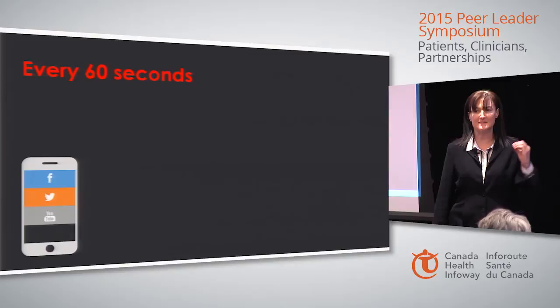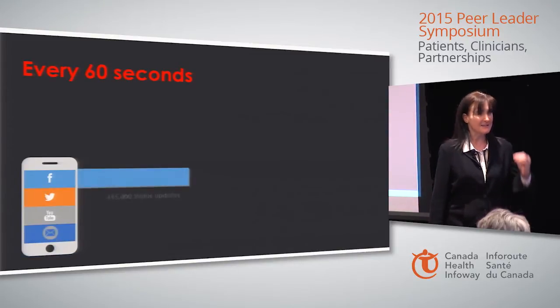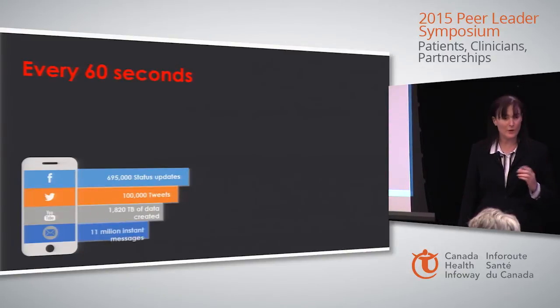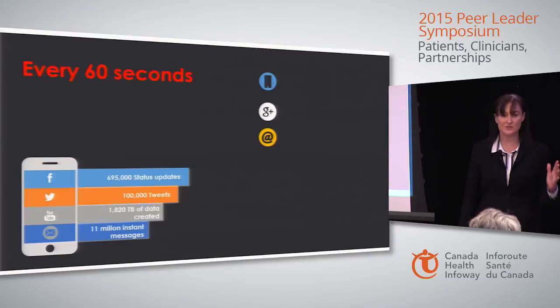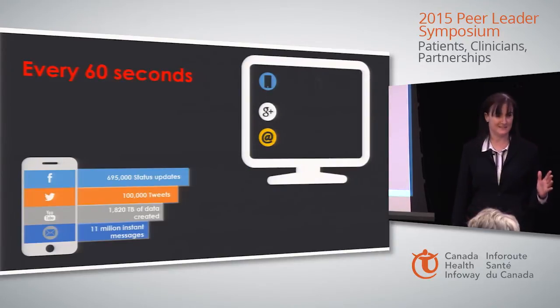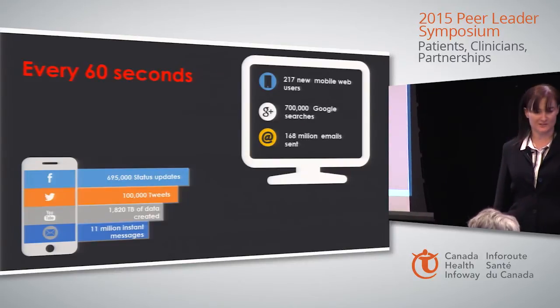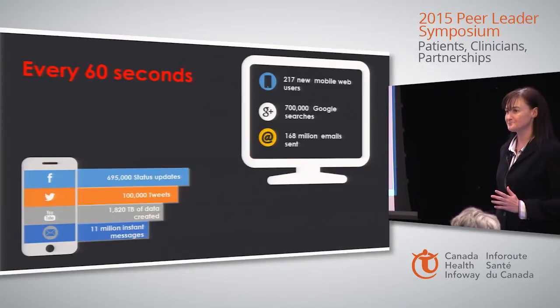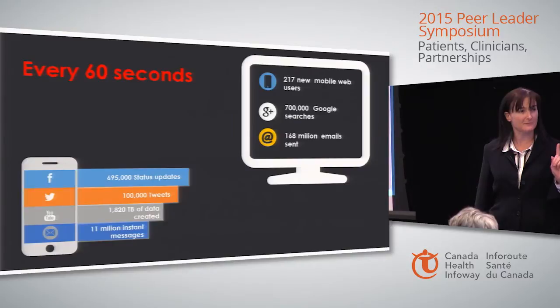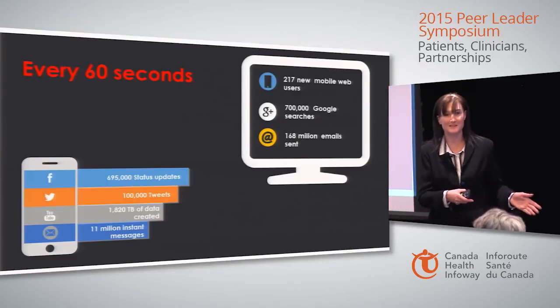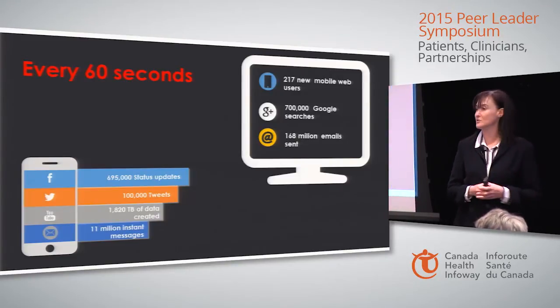Because this is what's happening on a daily basis. This is what's happening every single minute, every single 60 seconds. Look at those numbers. Incredible. 11 million instant messages. 700,000 status updates on Facebook in 60 seconds. 1,000 tweets. 700,000 Google searches. And 168 million emails being sent. In a minute. I'm standing up here for 60 minutes. Times that by 60. I told you I'm really bad at math, but times that by 60. Anyway, remember that number, the 700,000 Google searches, because I'm going to come back to it a little bit further on.